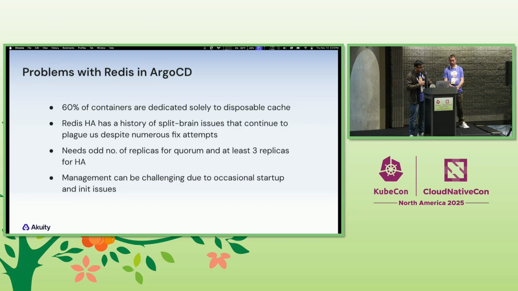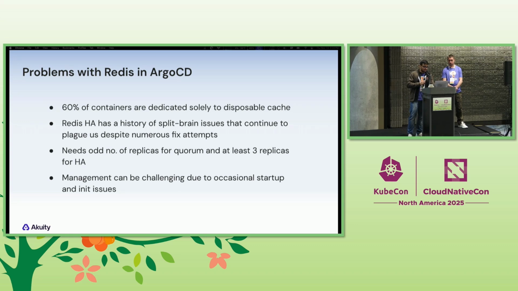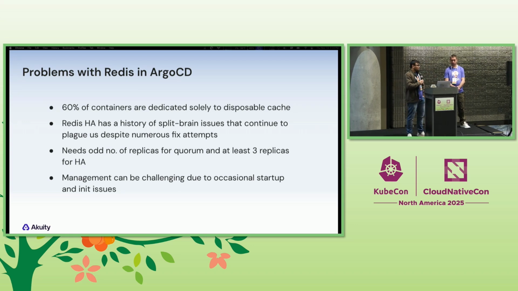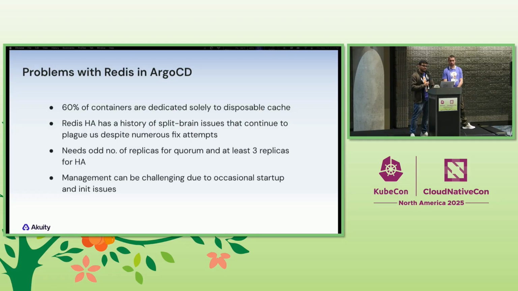So that's not the only problem with Redis itself. Apart from the large number of resources dedicated to the cache, we also have other problems with Redis HA in general. So Redis has a history of split brain issues. As Redis runs a HA setup, there's multiple replicas going on, but there's only a single writer replica. And the other 2 replicas, for example, are just replicating the data over. In case of a split brain, what happens is part of the data is not replicated over to the other instances.